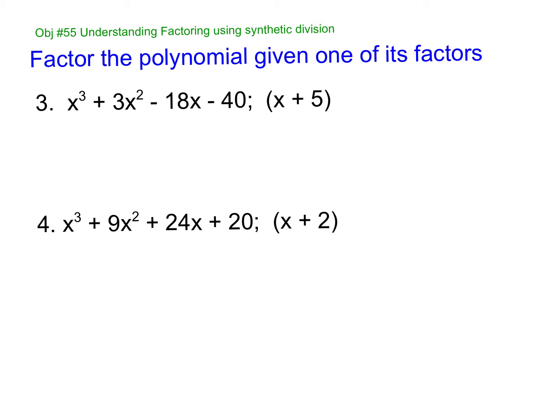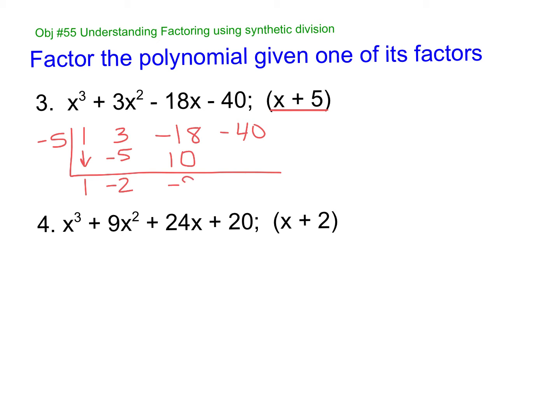Okay, factor the polynomial given one of its factors. So if I know a factor, I can just do synthetic division to divide, right? So we write out our coefficients. And then what do we put on the outside? Since this is x plus 5, we're going to write minus 5. Remember, you switch the sign. Bring down our 1, multiply. Negative 5 times 1 is negative 5. Combine down. Negative 2 times negative 5 is 10. Combine down. 40. Combine down.